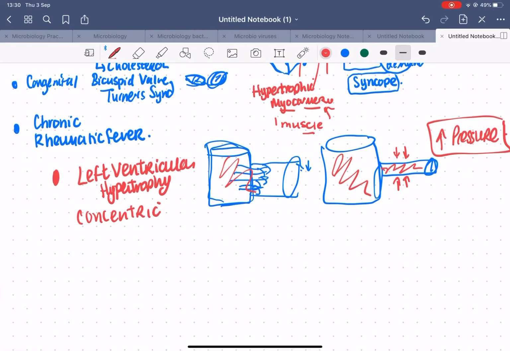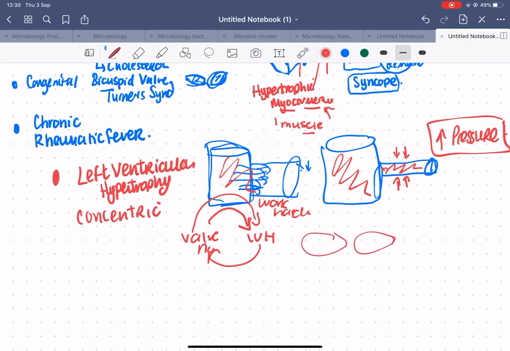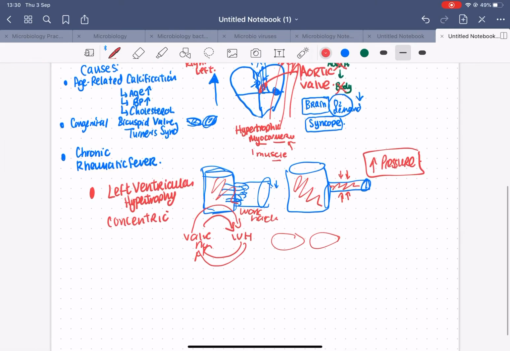But actually, this is a vicious cycle, because even though the valve narrowed and caused left ventricular hypertrophy, because the valve is still narrowed, the heart is still going to have to work harder. There's going to be muscle building up, but it's not actually effective or useful because there is still a valve that is narrowed. So that's quite important.